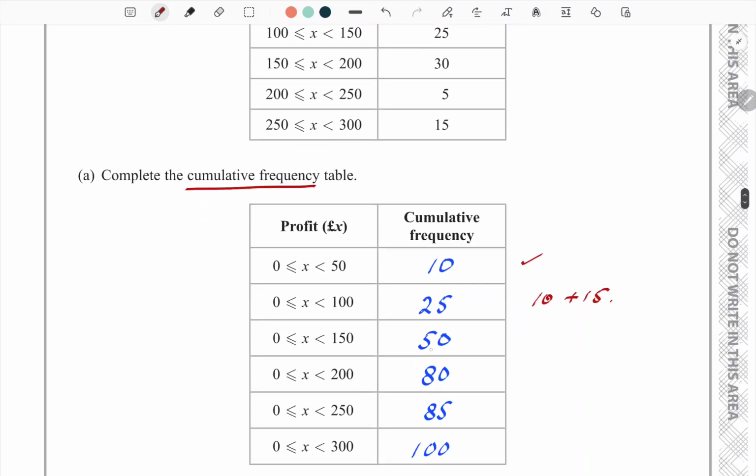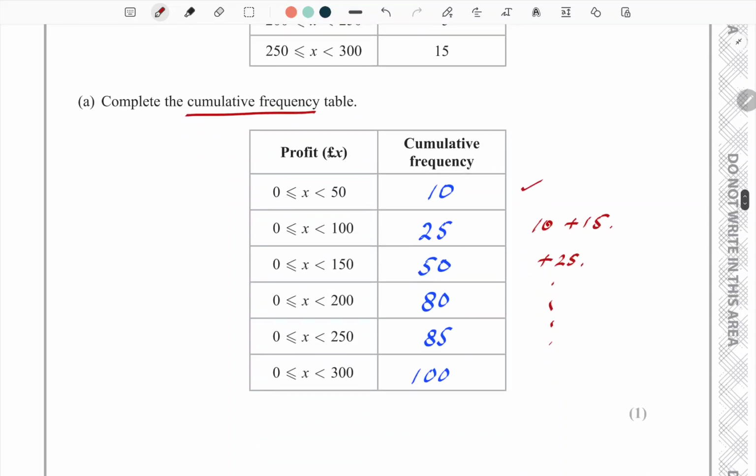And then the next one is 0 to 150. So cumulative, meaning everything up to and including, or just below, 150 because of the less than sign. And that basically is your 10 plus 15 plus 25 again. So another 25 added on to that, etc. And you sort of work your way down the table.